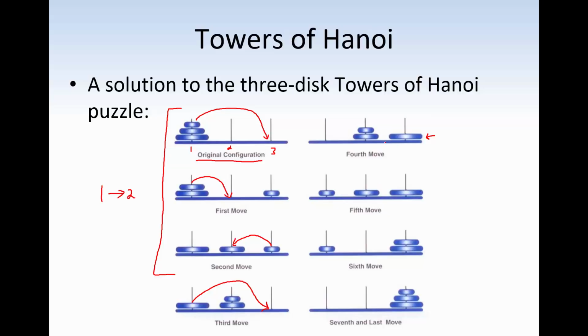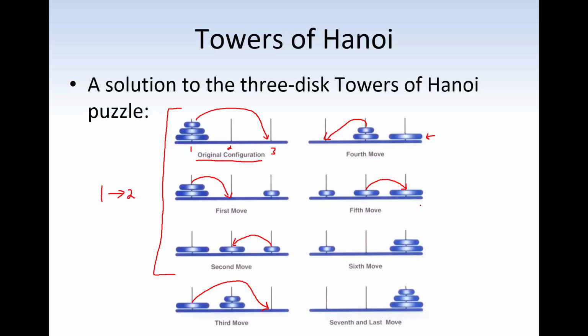Let's continue. I still need to move these other two. What I'll do is take this little one and move it back to the original peg. So it goes over here, and we end up over here. Fifth move. So we have these two spread out, and this one in its proper position. At this point, we can move this one where it belongs. The medium one is being moved on top of the large one. And we get this down here: the small one is over here, and the medium and the large are over here.